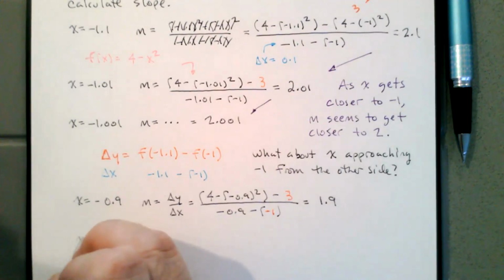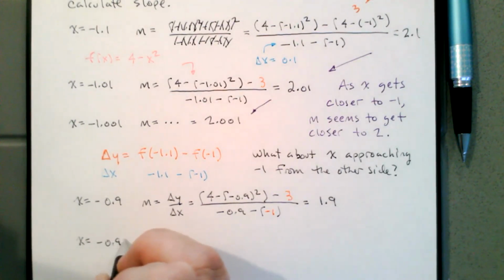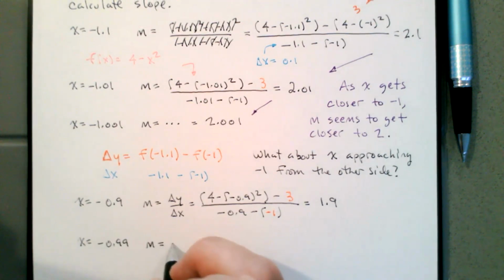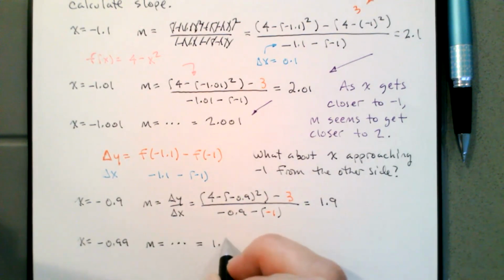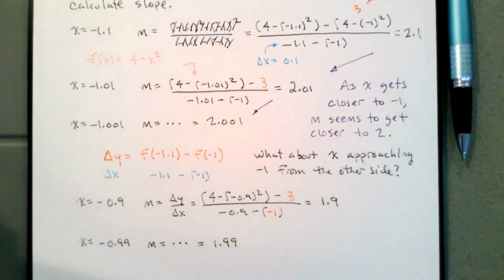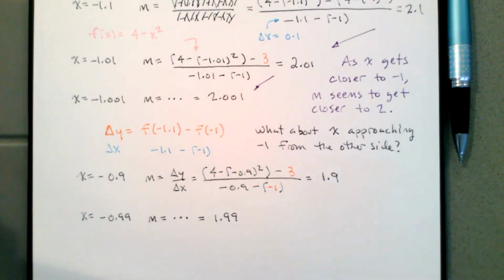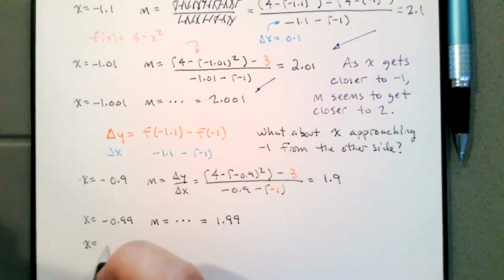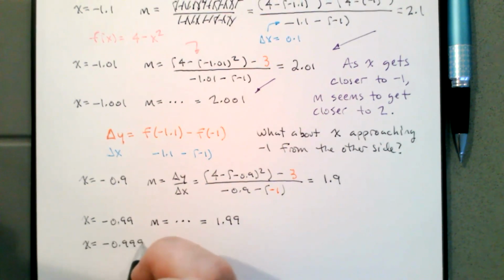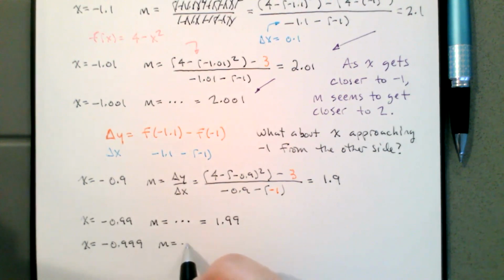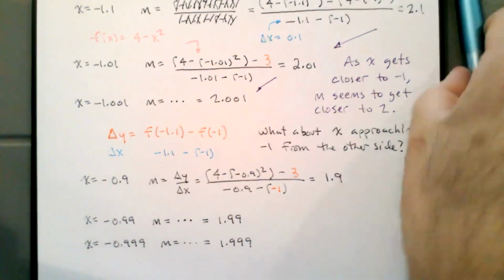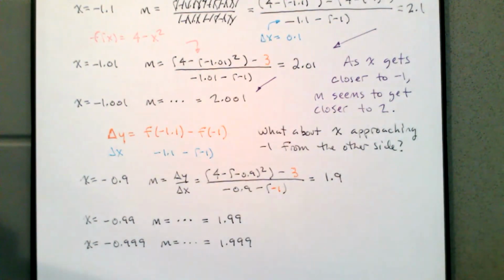So when x is negative 0.99, we'll calculate the slope, and we'll get a slope of 1.99. And similarly, if we calculate the slope when x equals negative 0.999, and so the same thing is happening on this side of -1. As x gets closer to -1, m seems to get closer to 2.